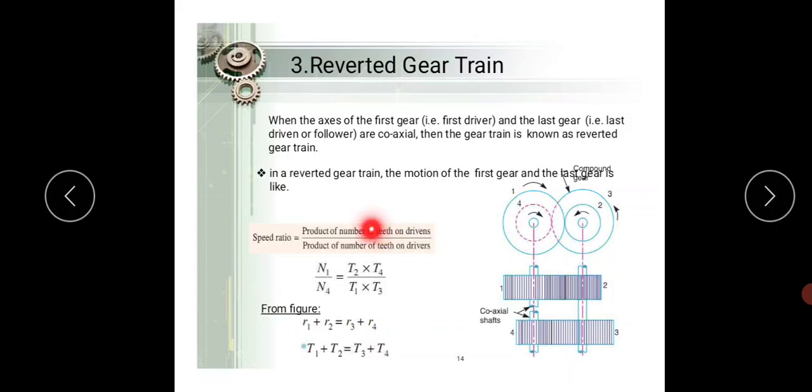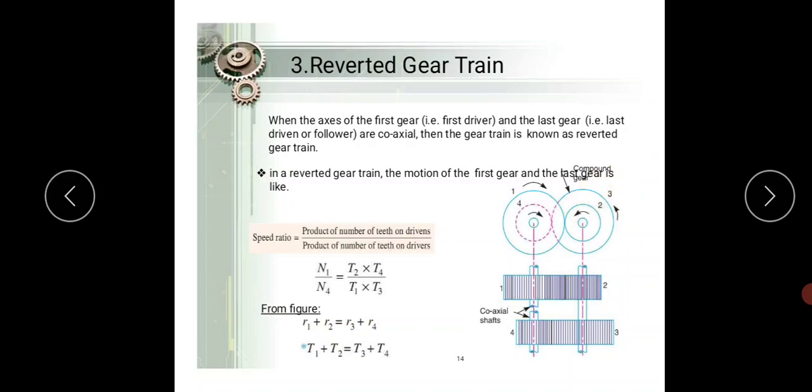It is a ratio between the number of teeth on driven gears and the number of teeth on drivers. The relationship is N1 divided by N4 equal to T2 into T4 divided by T3 into T1 into T3. Here, the number of teeth on gear 2 into the number of teeth on gear 4, because these are all equal number of teeth, and also divided by T1 into T3.